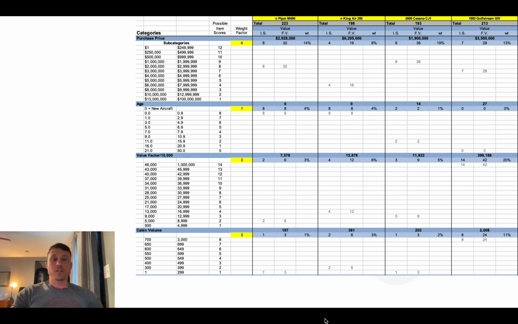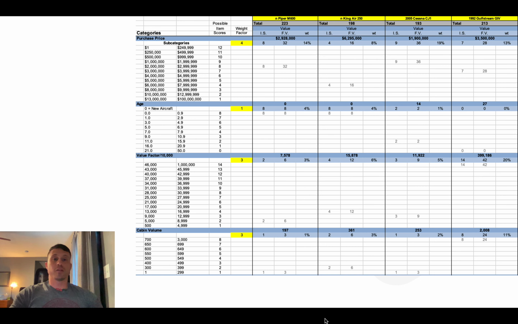Per our previous discussions, we decided that the most important categories are price, age of the aircraft, value factor, cabin volume, wing loading, payload with max fuel, range with max payload, and direct operating cost for a 300 nautical mile trip and maintenance cost per hour. For each of these categories, and from our meetings with the budget analyst, we determined the weight factor ranging from 1 to 4, 4 being the most important.